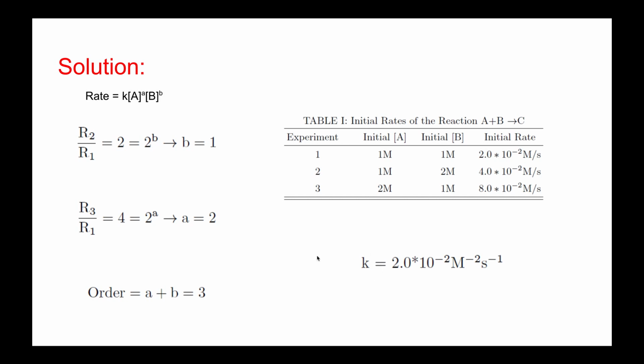What I didn't write here, which I should have, is that experiments 1, 2, and 3 are at the same temperature. If they're not at the same temperature, then this won't be true, okay? If you have a variable temperature, you have to use the Arrhenius equation, which we'll see in several slides, okay? So very important, make sure you know how to get K.